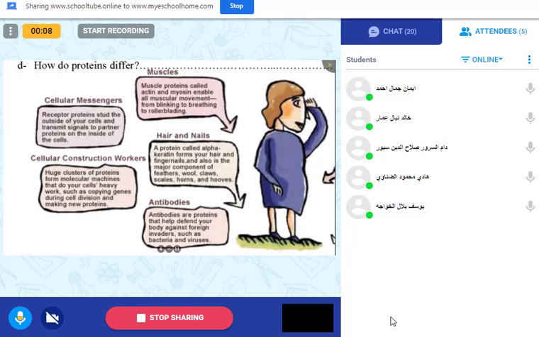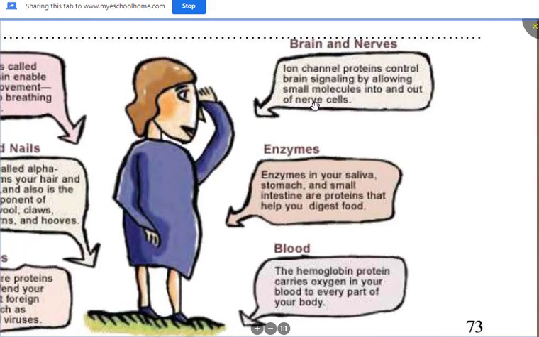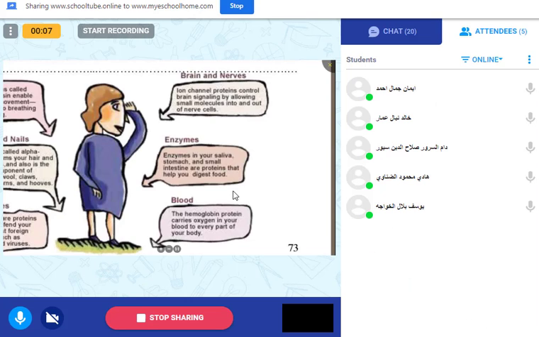So now, one of the major factors in fighting coronavirus is that your body is producing enough antibodies. How can I make sure of that? If I am eating very good, healthy food, my body can produce enough antibodies so it can fight all types of bacteria and viruses. Okay, Khalid, brain and nerves.